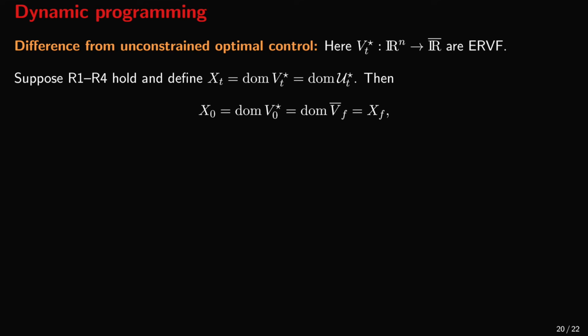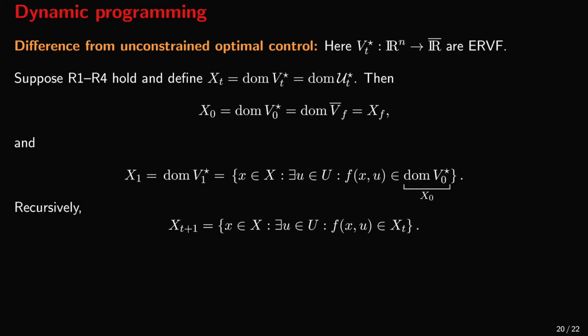Under the regularity assumptions, the domain of v_t star is equal to the domain of the calligraphic T star. We then define the set X0, which is the domain of v0 star, which is the same as the domain of Vf bar, which is the set Xf. And then X1 is the domain of v1 star. I will leave it to you to confirm that the domain of v1 star is equal to all states in X for which there is a control action taken from U, such that the next state, f of x, u, is inside X0.